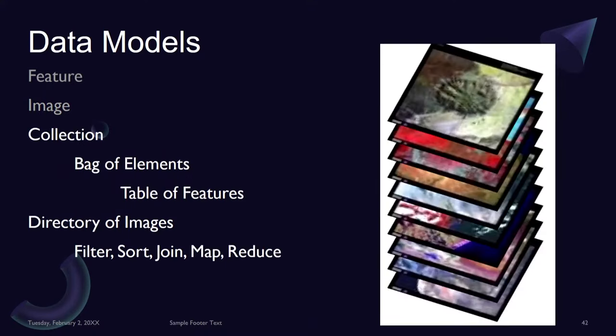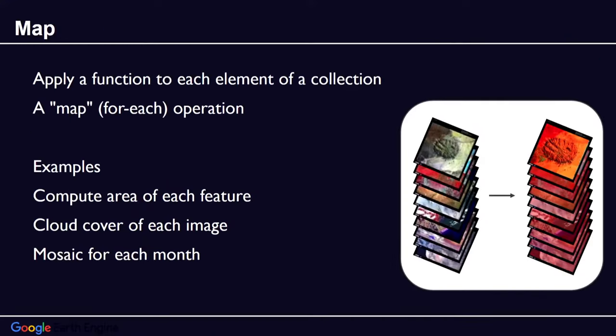Then the second thing is the collection. A collection is a bag of elements. When we combine multiple features together, that is called a feature collection. When we combine together a directory of images, that is called an image collection, like all the images acquired by the Sentinel-2 satellite will be called the Sentinel-2 image collection, and a single image from that is an image.